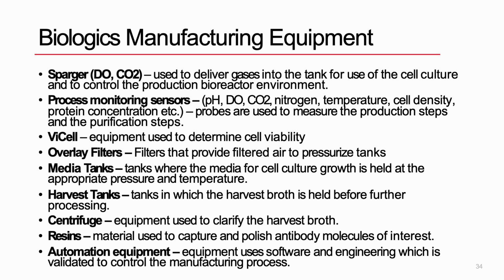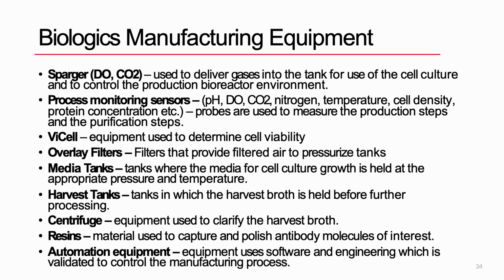We have overlay filters. These are filters that provide filtered air to pressurize tanks. We pressurize tanks because we would like to increase the pressure so that the gases that are in the bioreactor are going to diffuse into the cells faster. Then we have media tanks. So it's a tank that has the media, where the media for cell culture growth is held at the appropriate pressure and temperature.